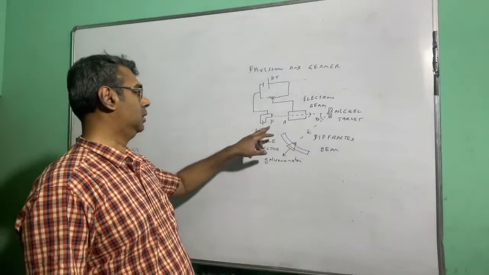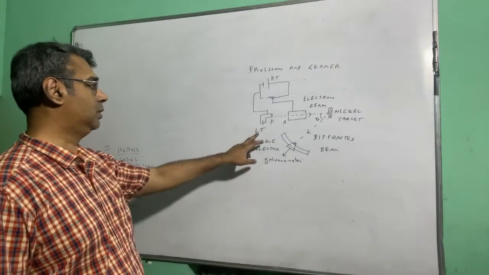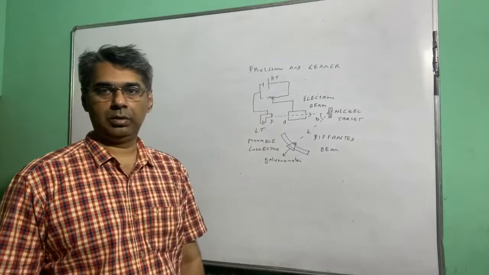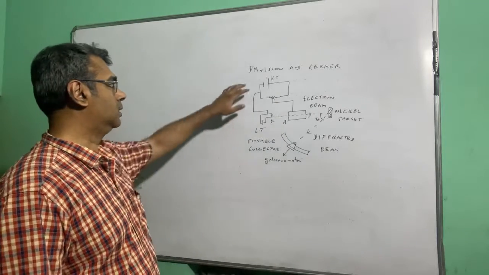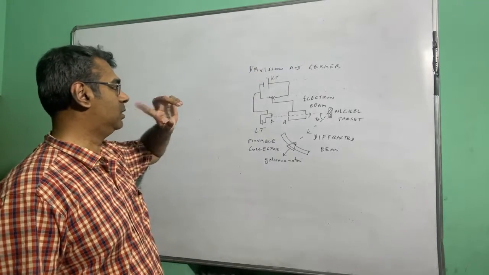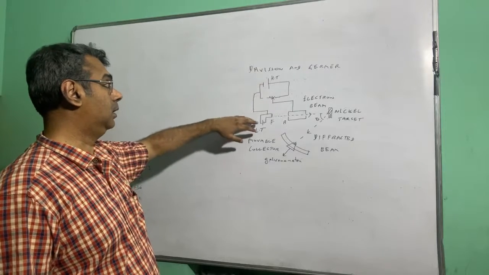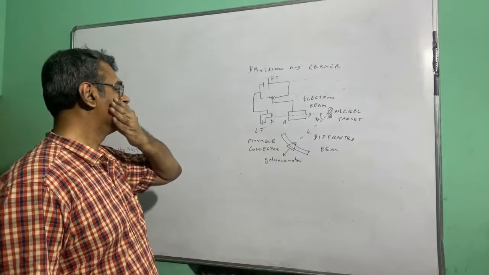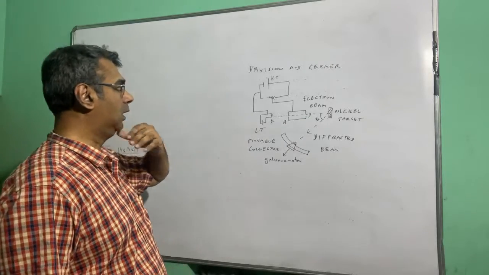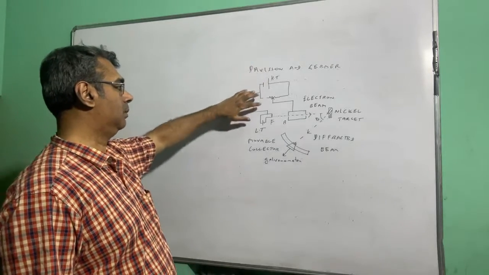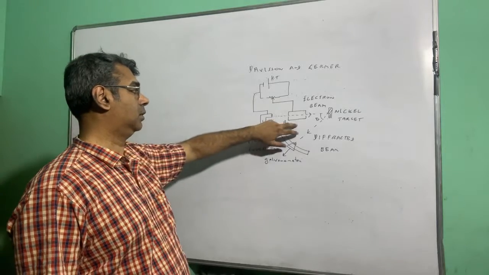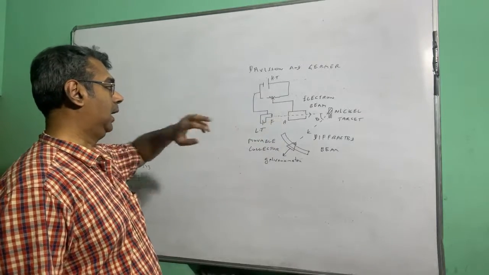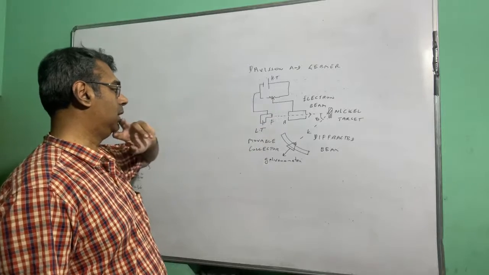Okay, now this is a low voltage battery. It is attached to the cathode. We call it a filament. This is a high voltage battery. The high voltage battery will apply a potential difference between the cathode and the anode.